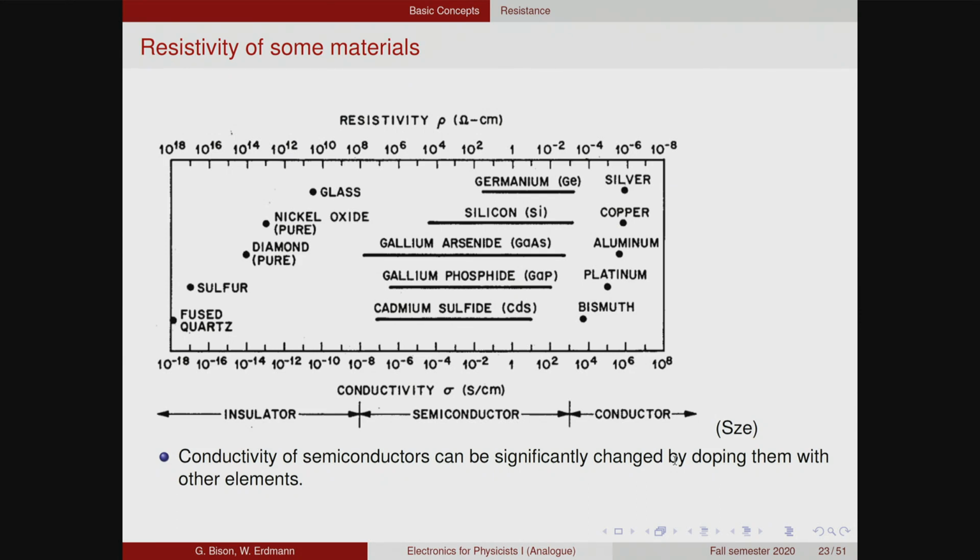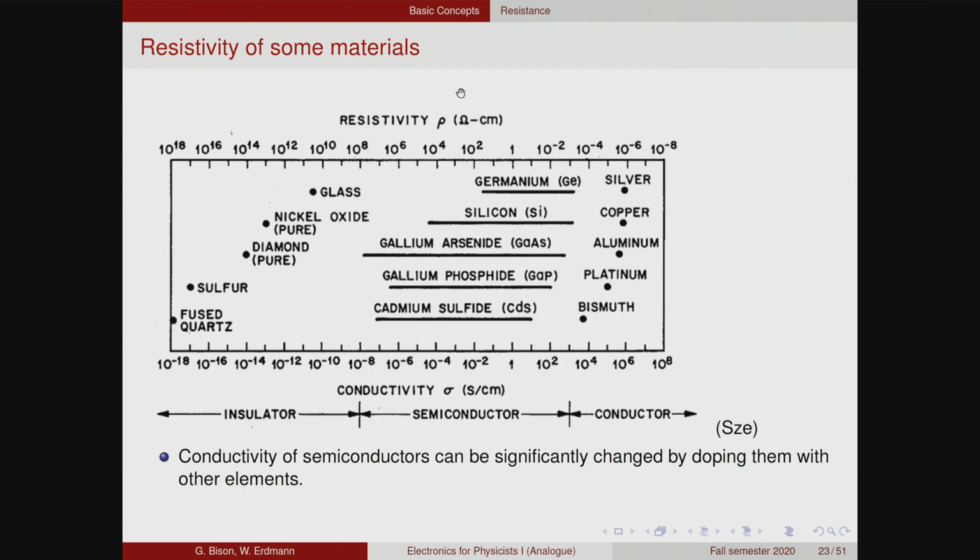Different materials, of course, have very different conductivities. The best you can have is silver, and then copper, aluminum, platinum, bismuth are all good conductors. Then you have the whole range of semiconductors, and you see this is a logarithmic scale, and from here to here, this is 8 orders of magnitude. So the semiconductor conductivity you can change over something like 10 orders of magnitude. This is a huge range.